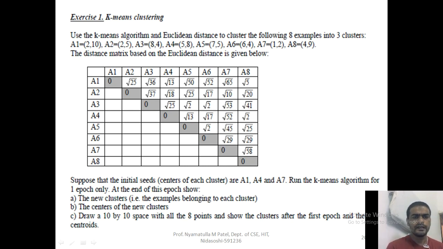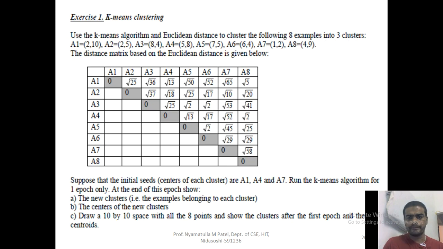So let us take the K-means clustering algorithm. One example we will take: use the K-means algorithm and Euclidean distance to cluster the following 8 examples into 3 clusters. So we have 8 examples, A1 to A8, and I need to group all these points into only 3 clusters.